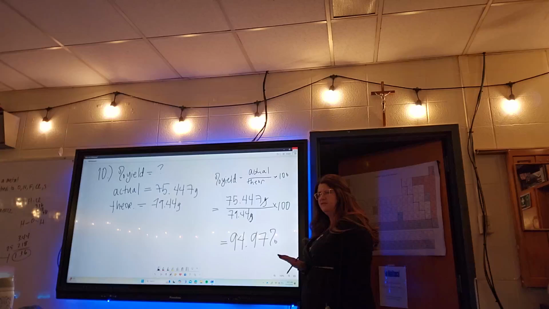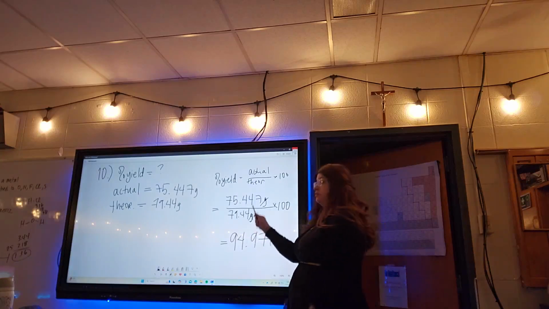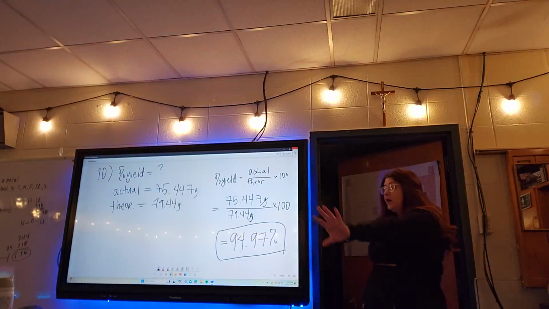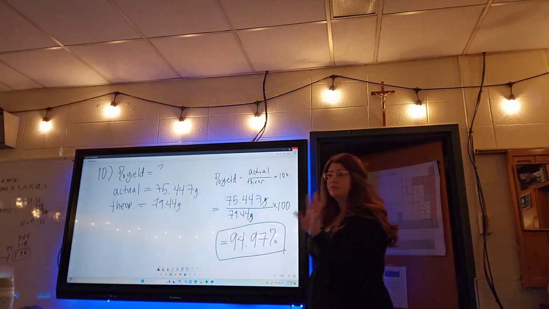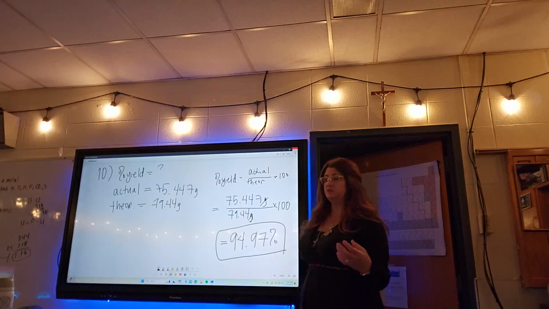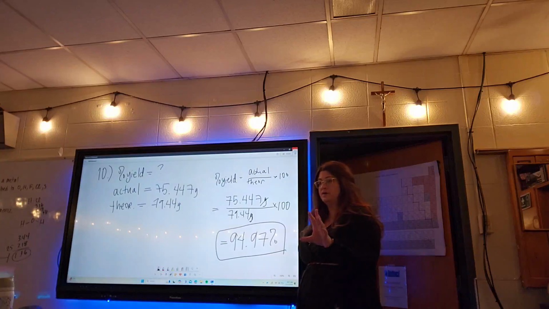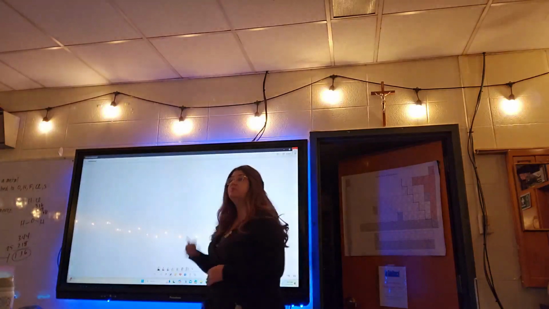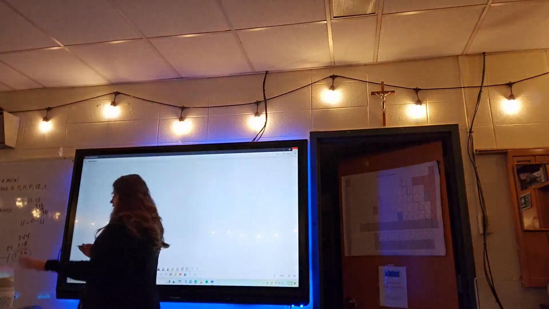Now, how many significant figures should I have in this problem? Four. Because you have to go by the smaller number. 5, 4, 4. This is a good answer. Now, not all the time are you going to be solving for percent yield. Sometimes you're asked to calculate what the actual yield would be. Sometimes you're asked to calculate theoretical yield. Now, because algebra can be a hurtful place for people to be, I'm going to give you those equations right now.